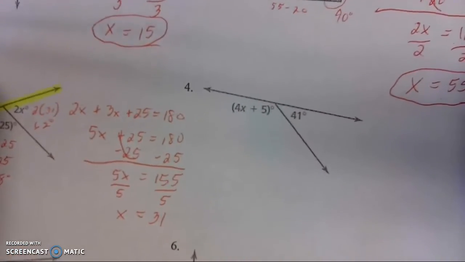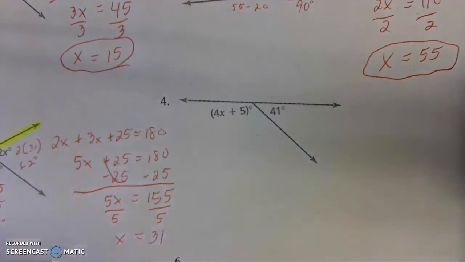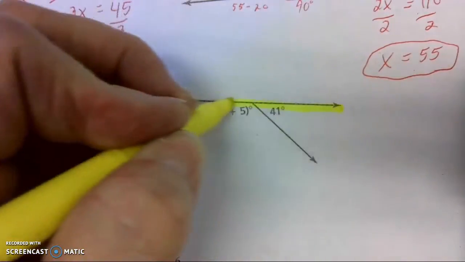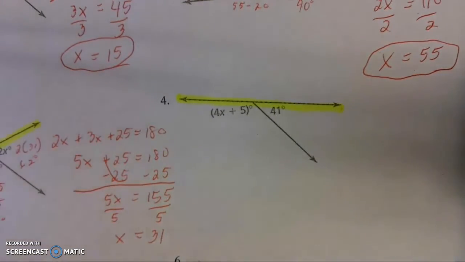Okay, number 4. Okay, here again, this is a straight line. So that tells me that these two angles are supplementary. They equal 180 degrees.